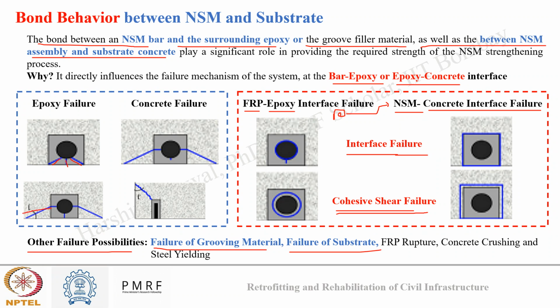Here you can see there was failure of both the epoxy material and the substrate. Here you can see there was failure of only concrete. And here you can see shear failure that happened from the edge of the NSM assembly. So these come under the category of failure of grooving material and failure of substrate. Other common failures that we already know are FRP rupture, concrete crushing, and steel yielding. These are all very common.